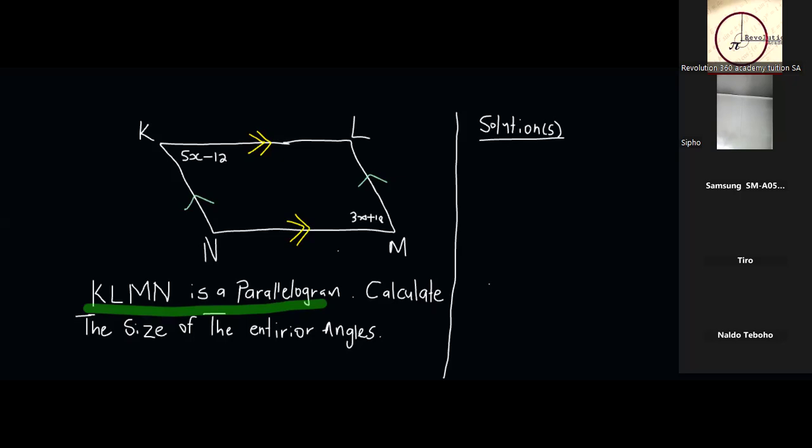So there are many ways to actually get this. One thing that we need to understand, I'm going to say angle K is equal to angle M. Who can tell me why I am saying angle K is equal to angle M?